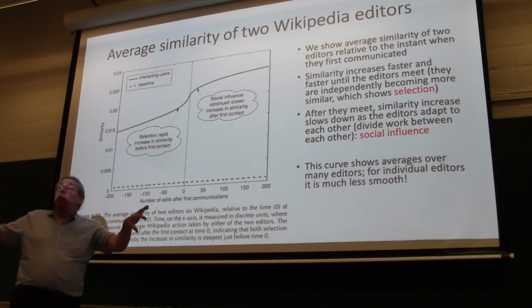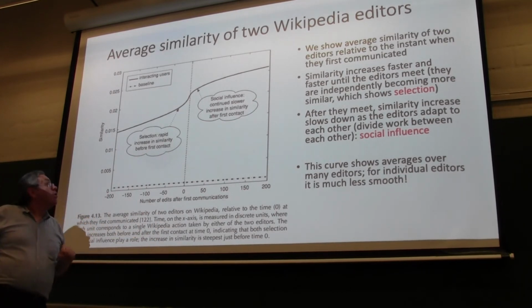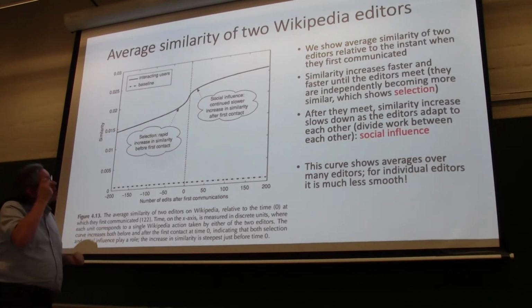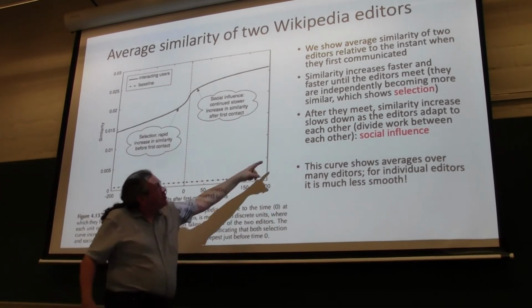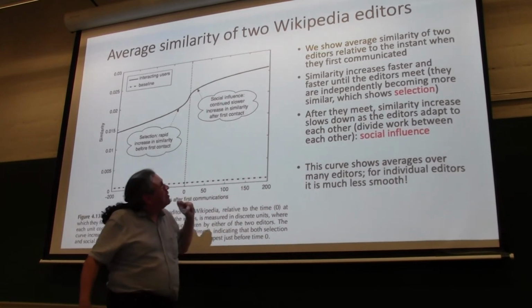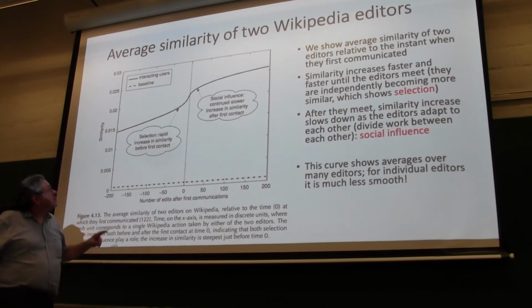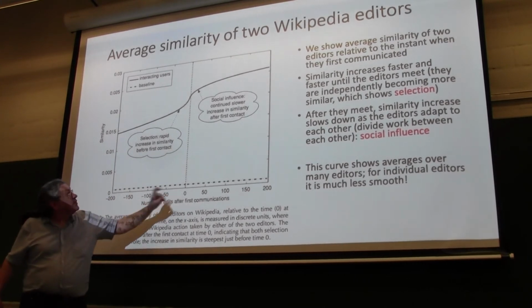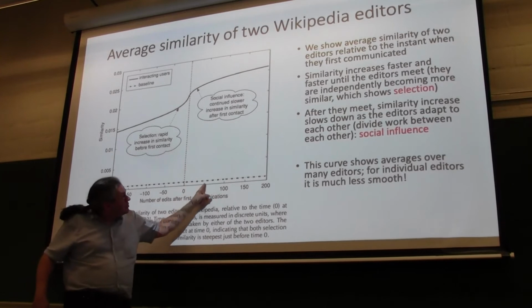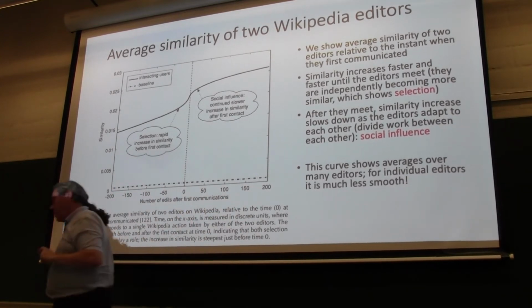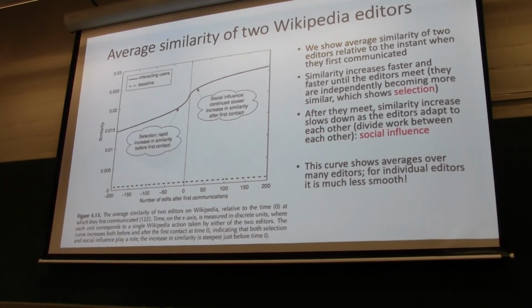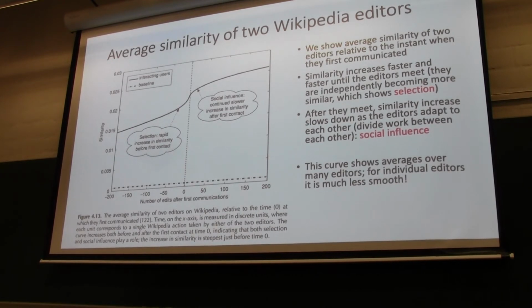They will separate the work, maybe, or partition the pages. The editors will adapt to each other after they meet. That is due to social influence. So you can see here the effect of selection and the effect of social influence. Of course, this is a very special case. Usually, in general, it's very hard to separate the two. But in this case, you can separate the two.